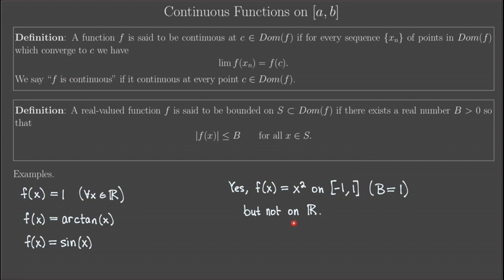If you looked, however, on the entire number line, then it wouldn't be a bounded function. So this is the kind of thing to keep in mind: some of these properties that we're going to describe for functions depend on your choice of domain S.